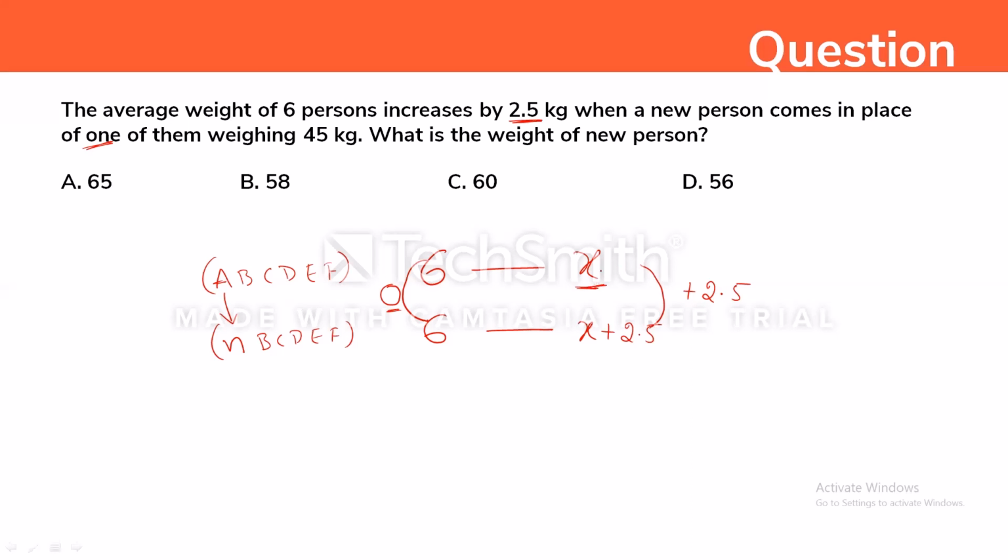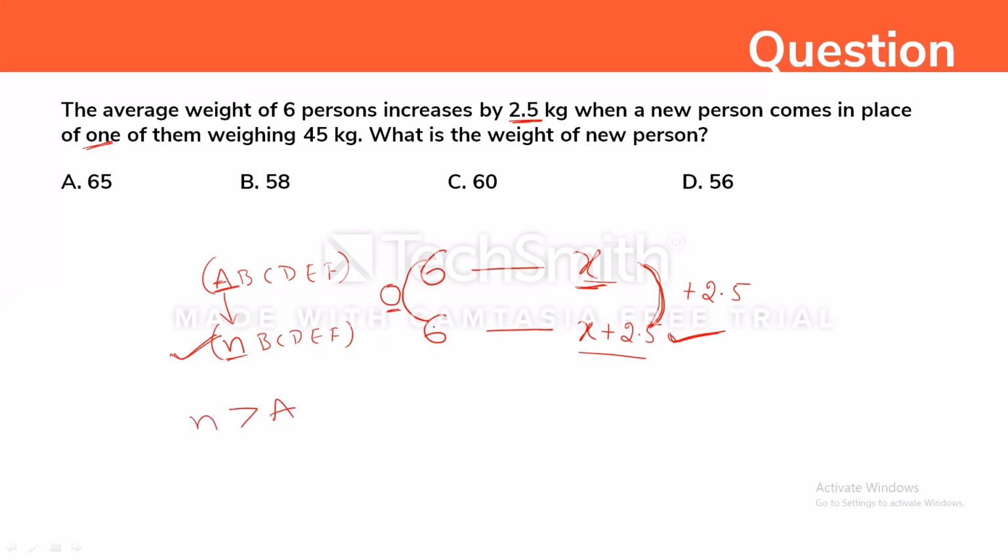Previously, the 6 members' average is x. In the next case, the 6 members' average is x plus 2.5, which means the second case average has increased compared to the first case. From this logic we can easily understand that from the first case to the second case the average is increasing, which means A is replaced by N in the next case. Can you guess whose weight is more, either A or N? Of course, N's weight is more than A's.